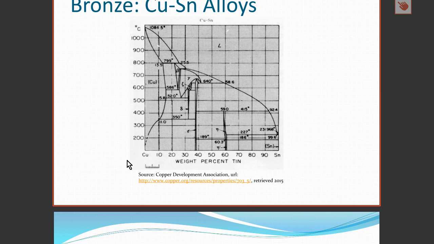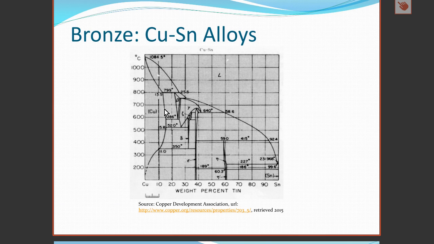So here we see the phase diagram for bronze. We see that we have quite limited solubility of tin in copper, at high temperatures up to about 10%, which could conceivably be quenched. But what happens here, we have a eutectoid reaction, which results in the formation of a delta secondary phase.